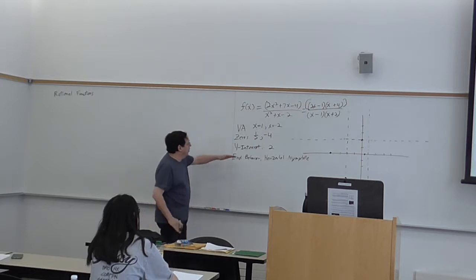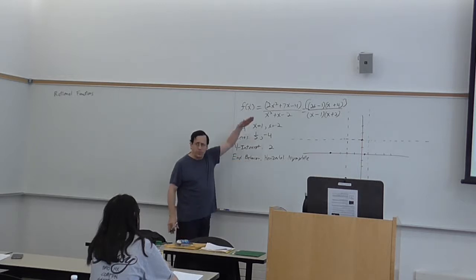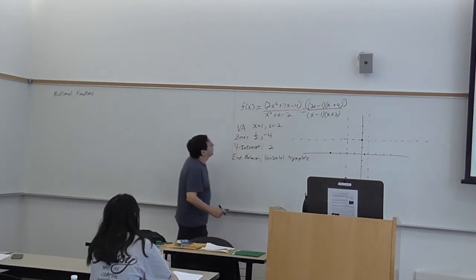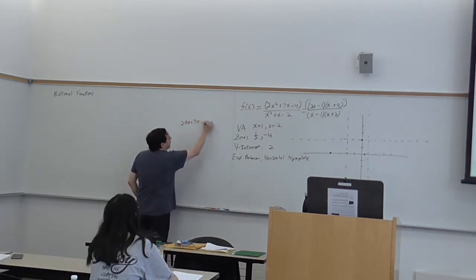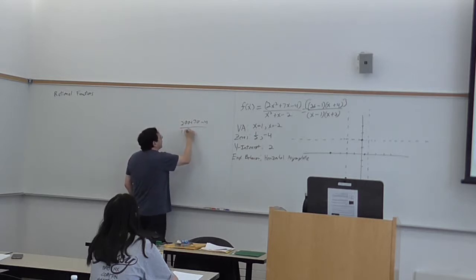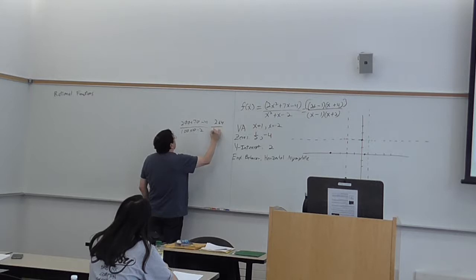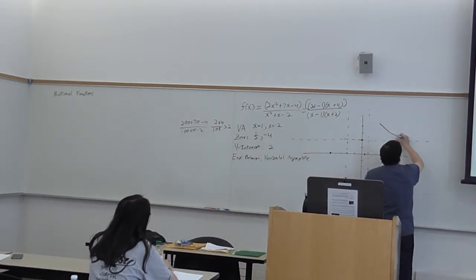Let's try and hone this down. So we know there's a horizontal asymptote at 2, but we don't really know, does it come from above or below? Right? So if we plug in a large number here, we could just pick, say, 10. So we get 200 plus 70 minus 4 over 100 plus 10 minus 2. So that's 264 over 108. So this is greater than 2, right? So we know as we're going out here, we're coming from above.